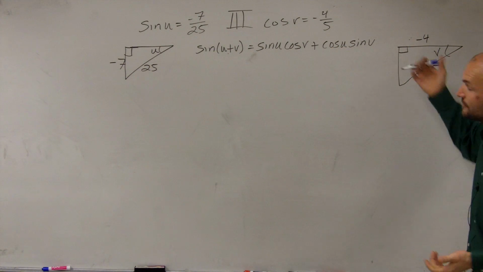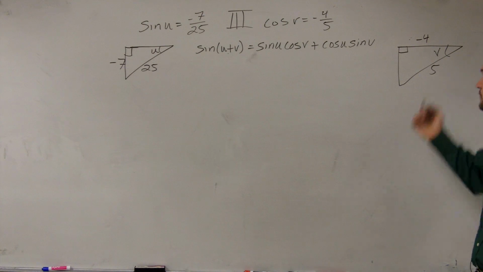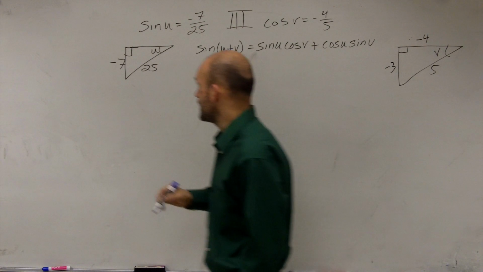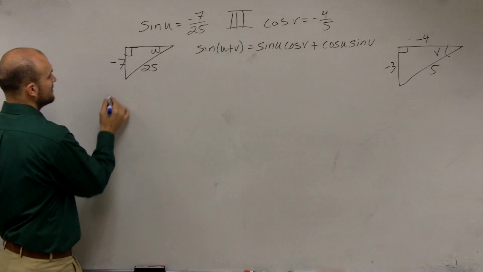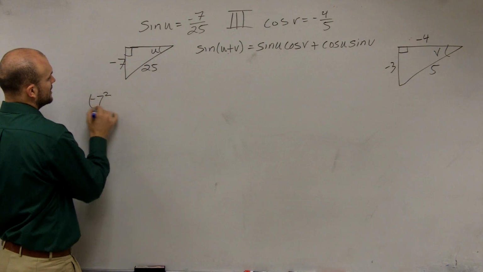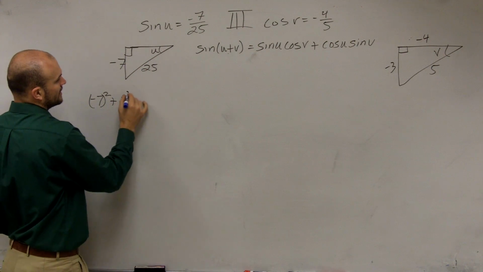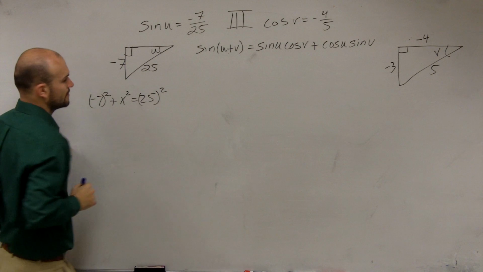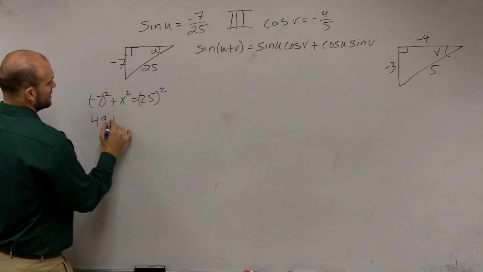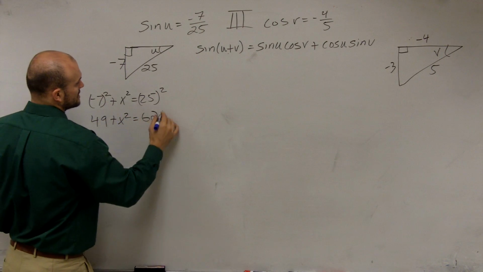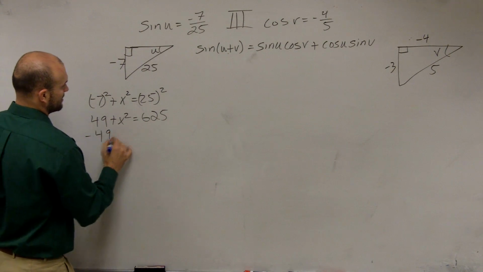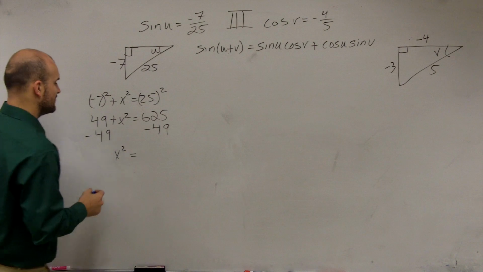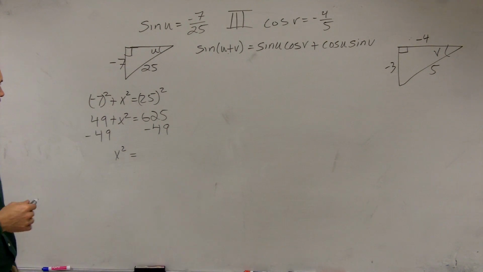So to figure out my final point, I need to use Pythagorean theorem. Well, here, this is a Pythagorean triple. From geometry, I'll do that. Here, I'm going to have to use a little math. So I could say negative 7 squared plus my x coordinate squared is going to equal 25 squared. So therefore, this becomes 49 plus x squared equals 625. Subtract 49, x squared equals 576.